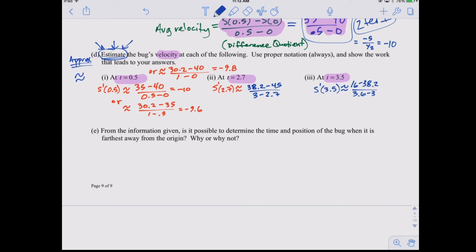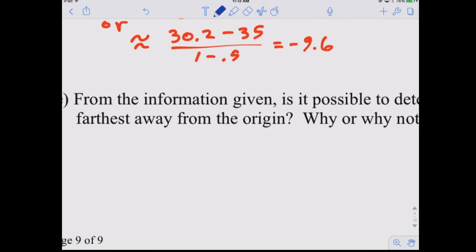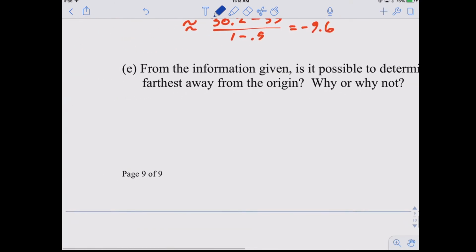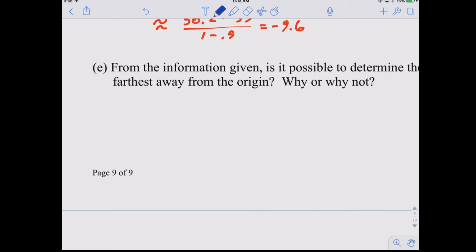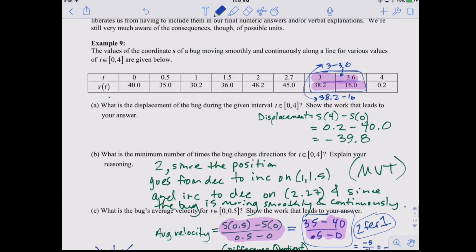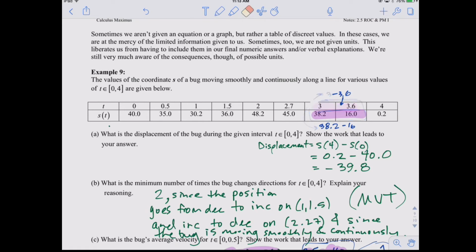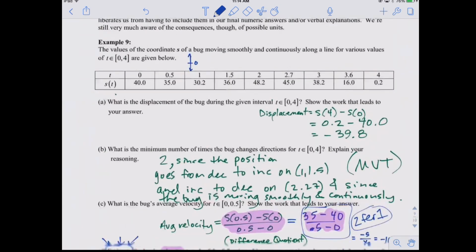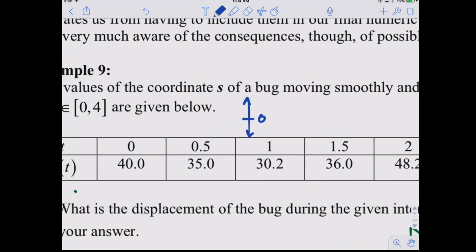All right, part E. From the information given, is it possible to determine the time and the position of the bug when it's farthest away from the origin? Yes or no? Is it possible to determine the time and the position when it's the farthest away from the origin? Well, let's see. Assuming that it's moving on a vertical line instead of a horizontal, the origin would be whatever the line is, the benchmark point of reference, which we're going to call 0. Is it possible then to determine when it's farthest away from 0?